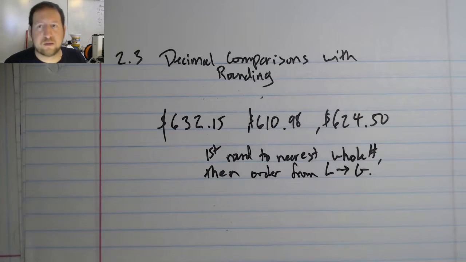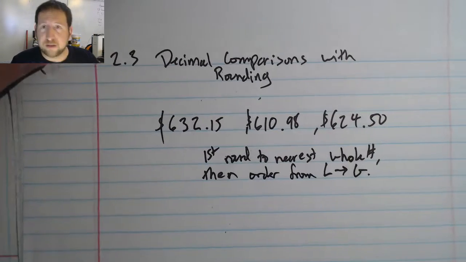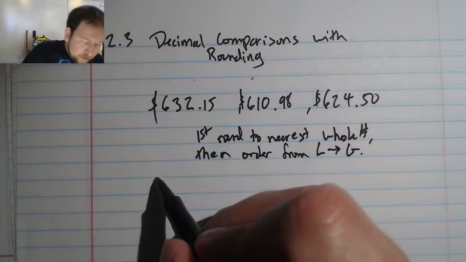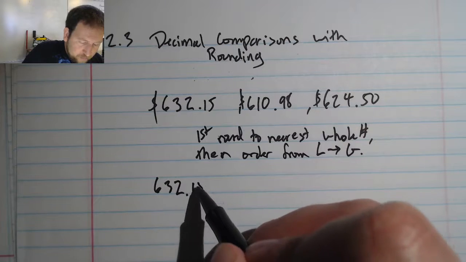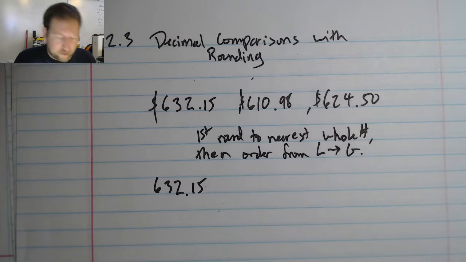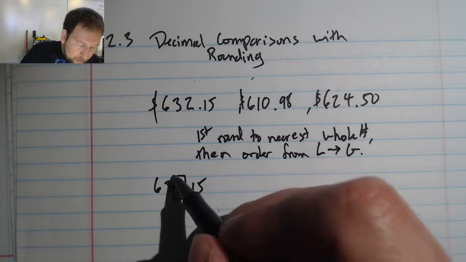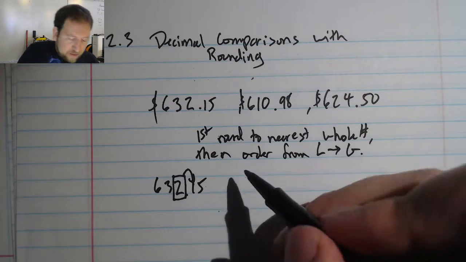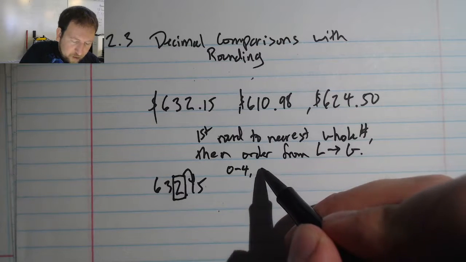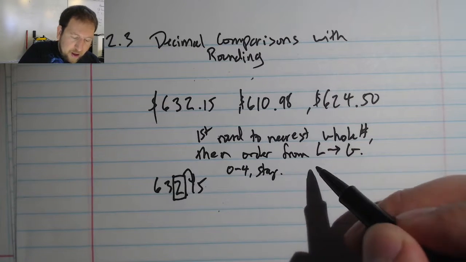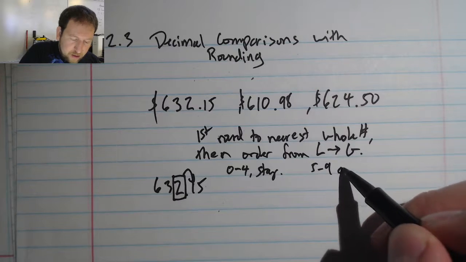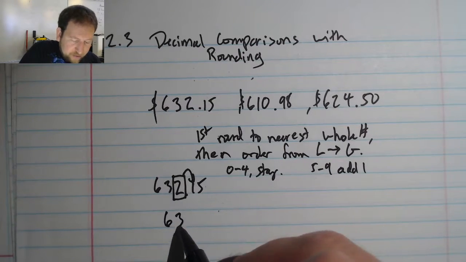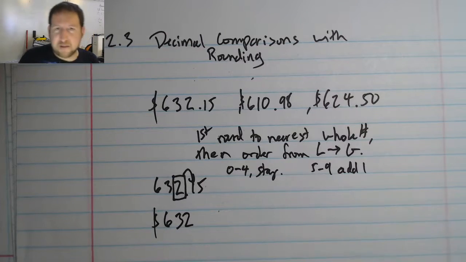Okay, so let's go through and round each of these numbers and then compare them. And then I'll do another example if you like, but I don't anticipate this being very difficult. So let's see, 632.15. If I'm going to the nearest whole number, that means this is the number that I'm going to round to. I'll take a look over here at my 1. It's a 1, because remember 0 to 4, we stay. And 5 to 9, add 1. Okay, so I'm going to stay. So my number is 632, and I'll keep my dollars here.